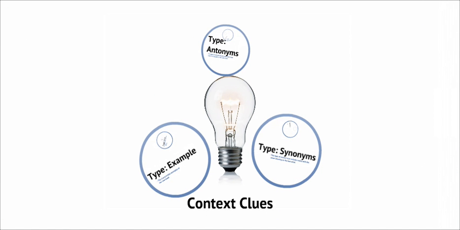So those are the three types of context clues that we're going to examine today. Examples, antonyms, and synonyms. They can all be used to provide context and meaning for unfamiliar words. This is just a brief introduction to help you look for those. The rest of your assignment is going to be here.